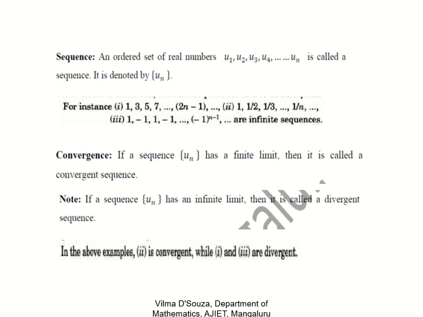Now, if a sequence un has a finite limit, then it is called a convergent sequence. If the limit of the sequence un is finite, then it is called a convergent sequence. Otherwise, it is known as a divergent sequence. For example, in these examples, 2 is convergent: 1, 1 by 2, 1 by 3, etc., 1 by n and so on. As n tends to infinity, what is 1 by n? 1 by n becomes 1 by infinity, that is 0, a finite limit. So it is convergent, while 1 and 3 are divergent. It goes on increasing, it does not stop, so it is divergent.